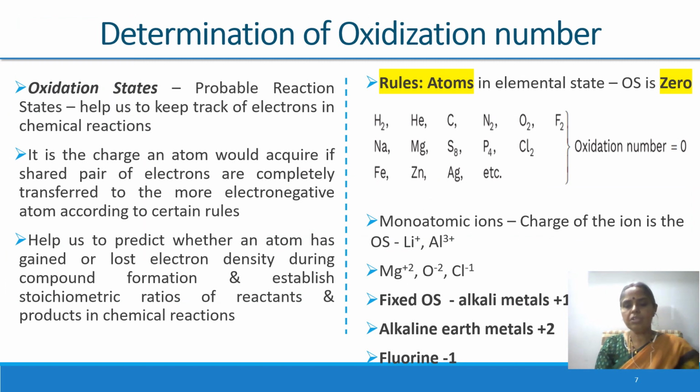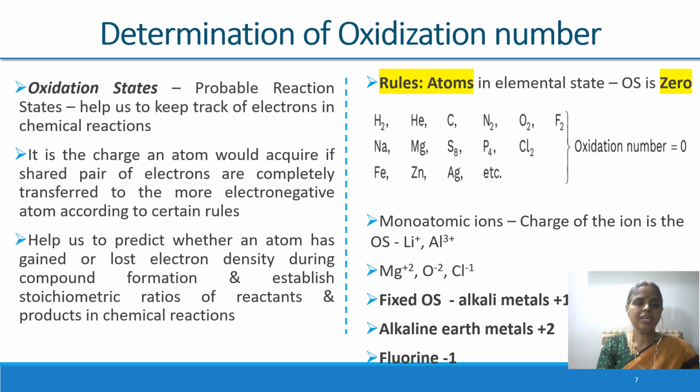Now, we move to the later part of the chapter. The second part is about determining or calculating the oxidation number of an element in a compound or an ion. What are the different rules that guide the computation of oxidation number?